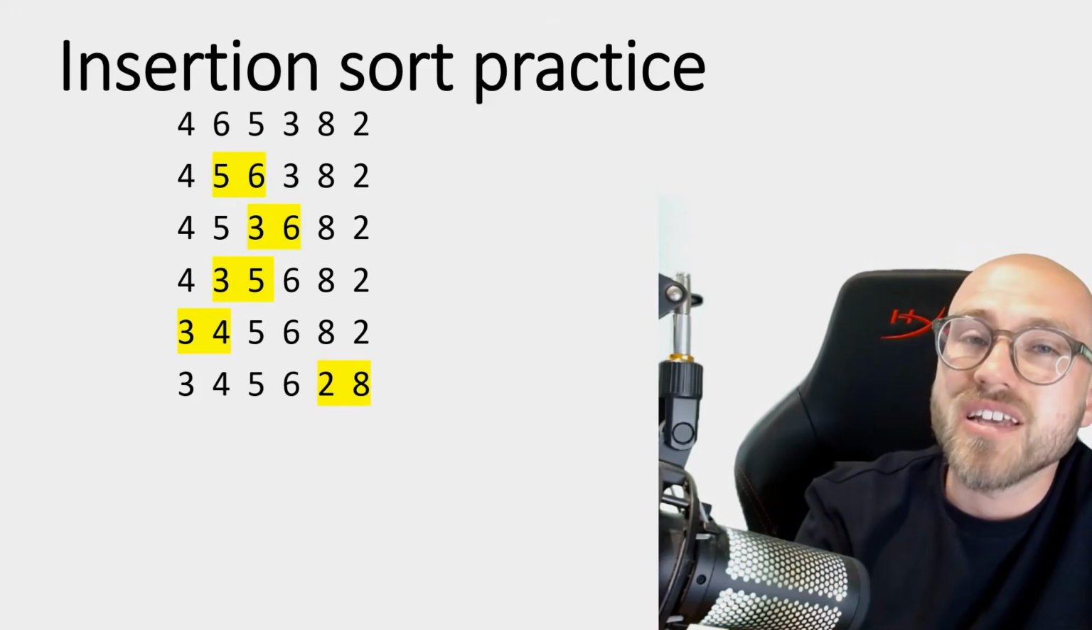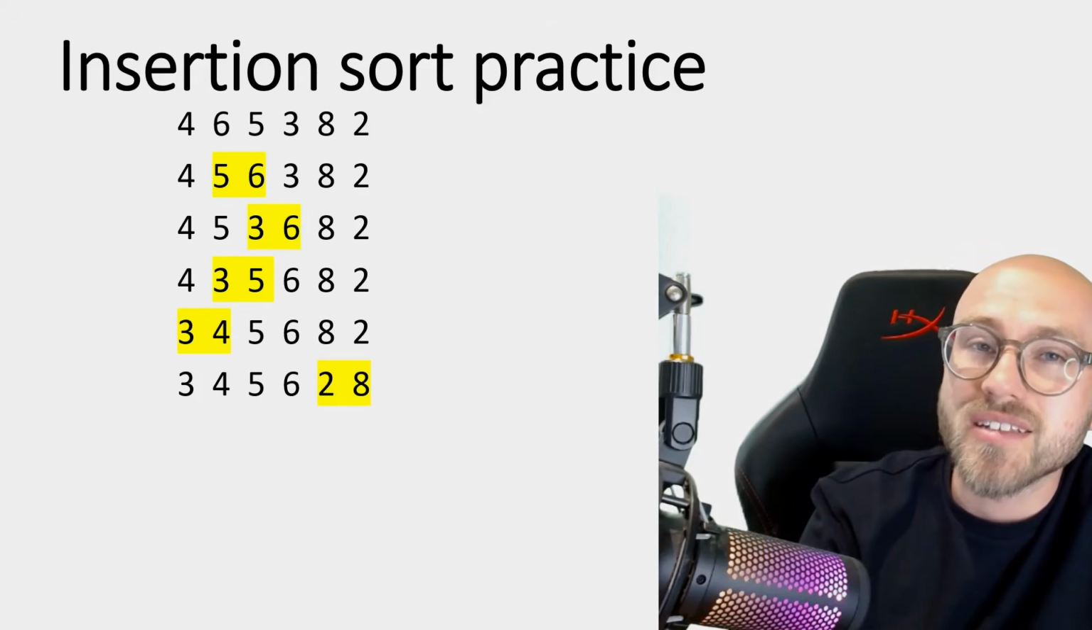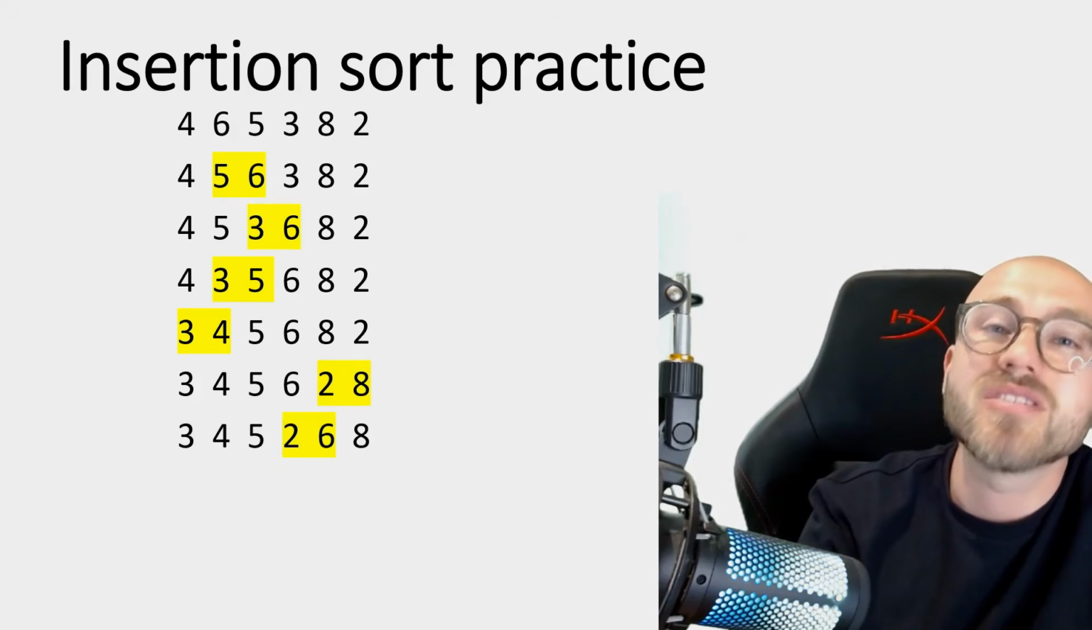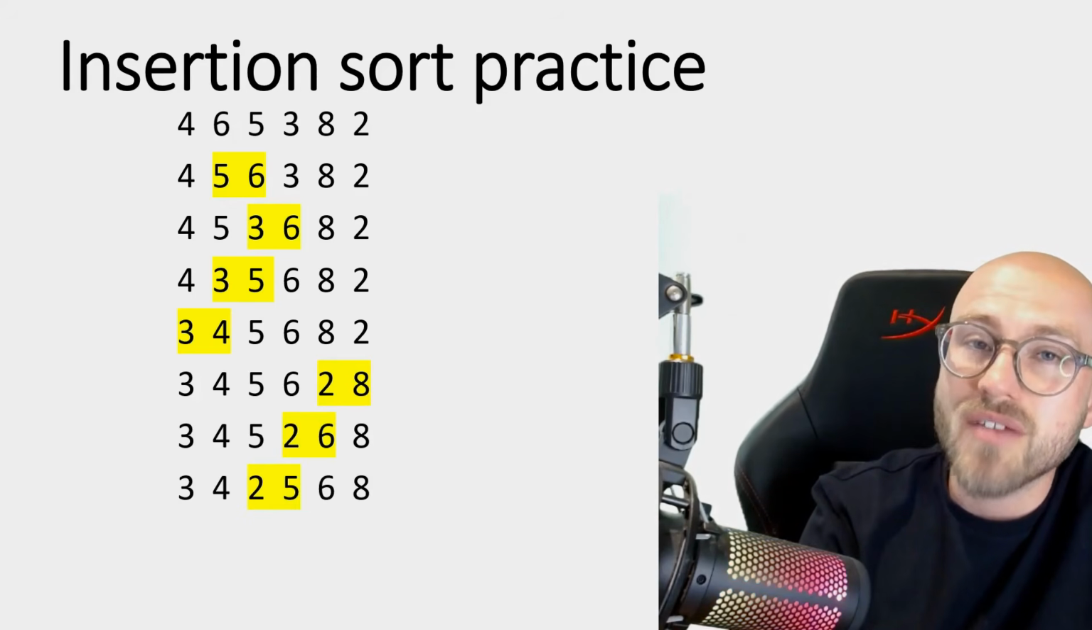So we looked at our next piece of data, which was the 2. It's going to swap with the 8. We compare it to the 6. It's smaller than it, so it's going to swap. The 2 is smaller than 5, so it will swap.